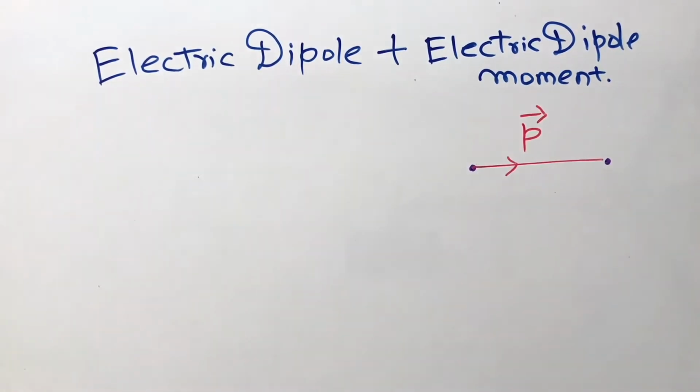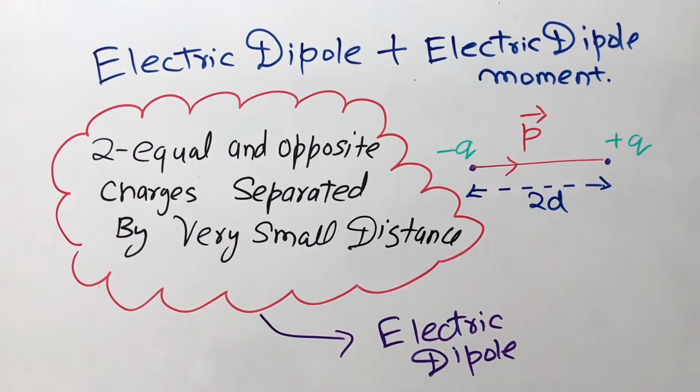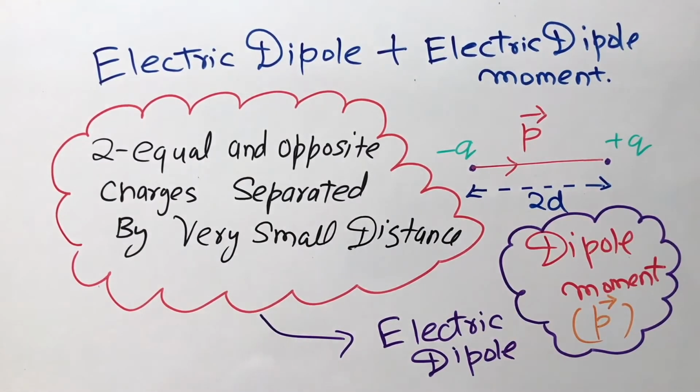Now let's think about two equal and opposite charges separated by a very small distance. Yes, you are right. We are talking about an electric dipole. Let's see what it is. An electric dipole, as mentioned before, is a set of two equal and opposite charges separated by a very small distance.